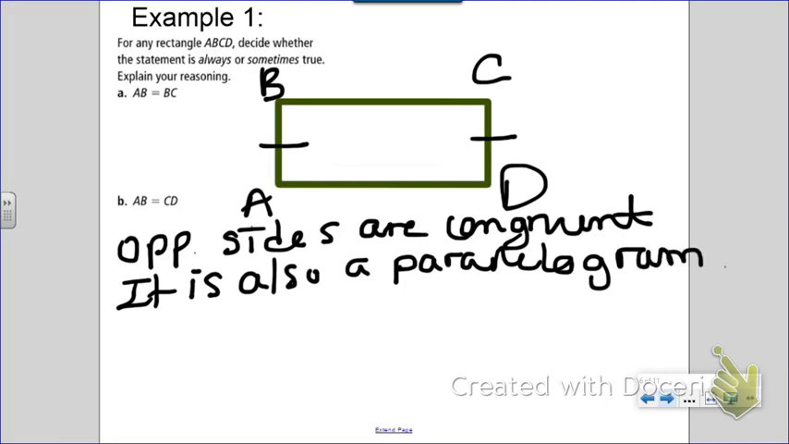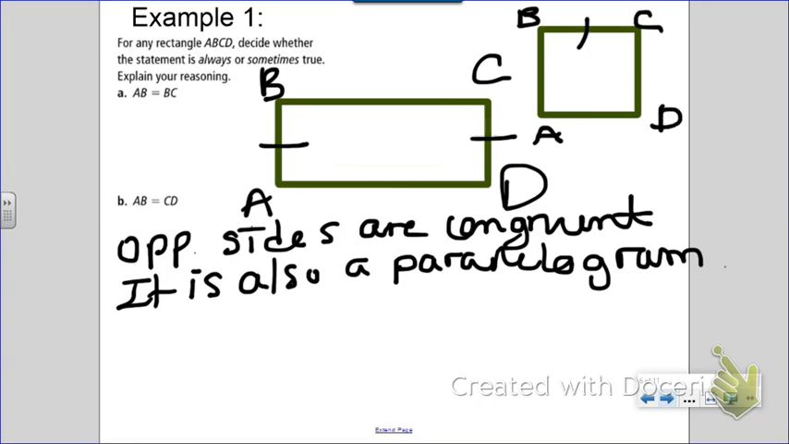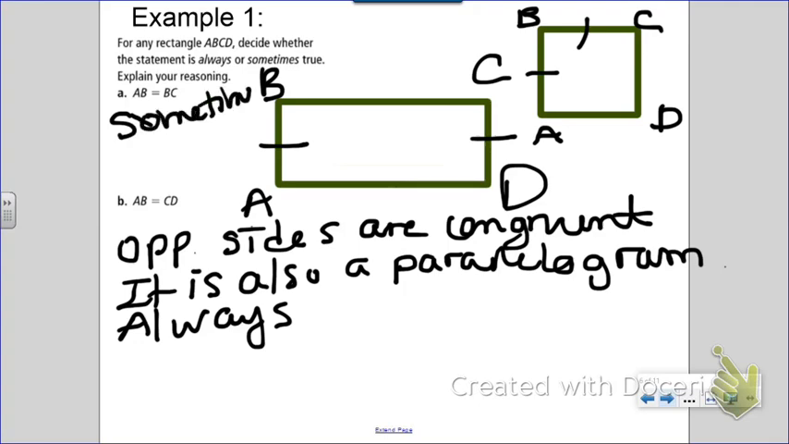If the two sides were to be the same length, so if BC and AB were the same, it would have to look more like this, in which case it would have to also be a square. So the second one is always true. The first one is sometimes true. In this case it would then also be a square.